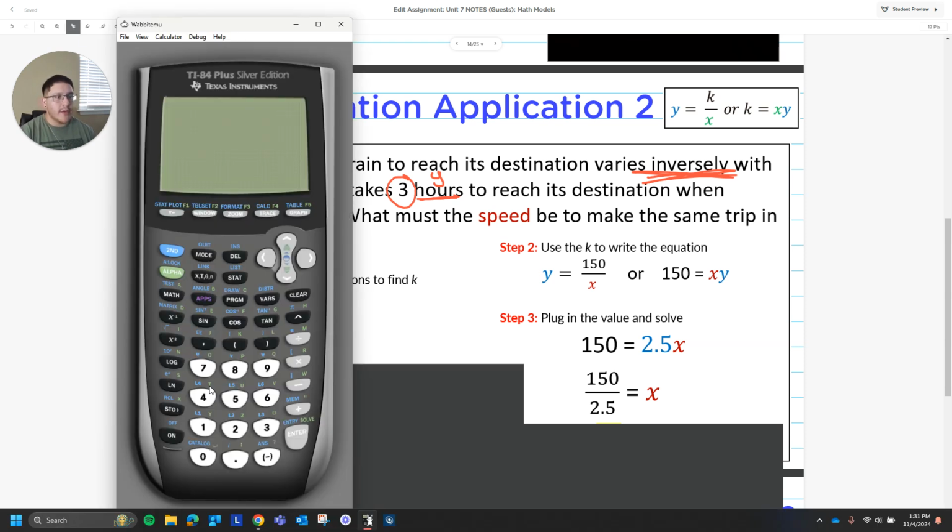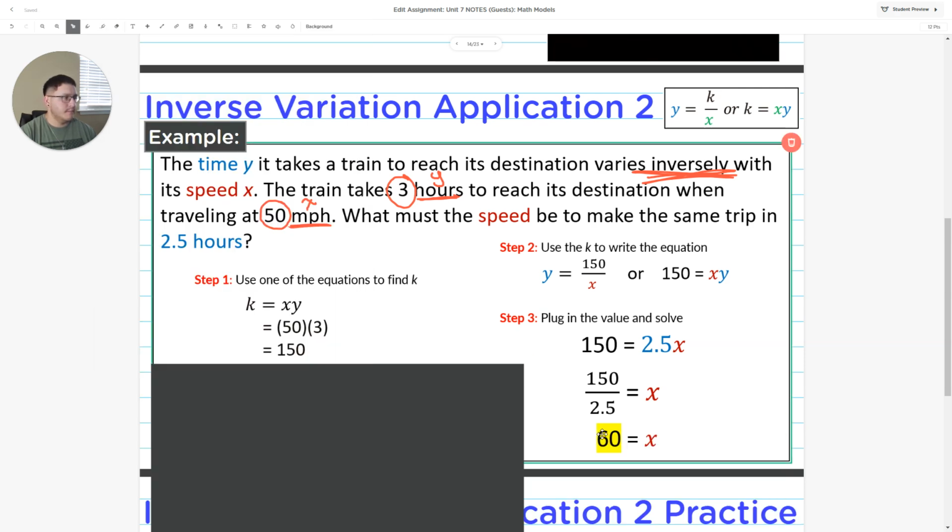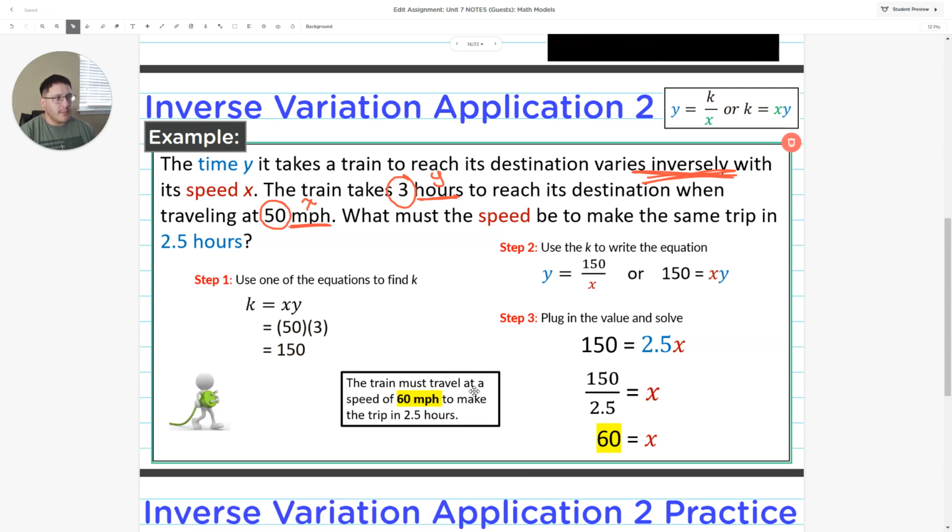Plug that into your calculator. 60. Therefore, the train must travel at a speed of 60 miles per hour to make the trip in 2.5 hours.